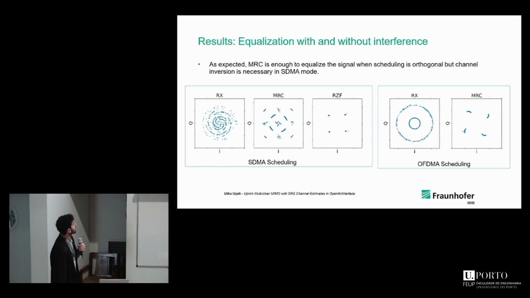Well, on the left one. If you just do maximum ratio combining, then it's not enough for cancelling interference, so you also need to do the channel inversion, as expected. So this is a validation, nothing surprising here. But if you don't have the interference from the other users, you can just use an MRC combiner to recover your constellation.